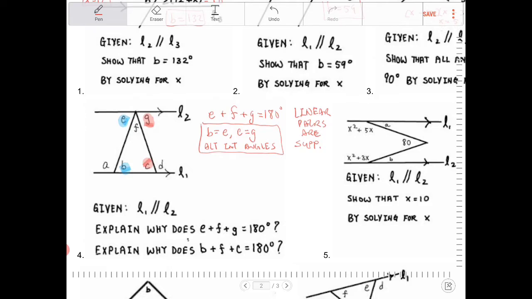So check this out. If B is equal to E and C is equal to G, can I just make the substitution into the previous step? So again, E plus F plus G is equal to 180. I'm going to replace E with B. I'm going to replace G with C. And there you go. This is the proof. This is because of substitution. Substitution of what? Of the previous two steps. This is the proof for why any triangle must add up to 180 degrees.